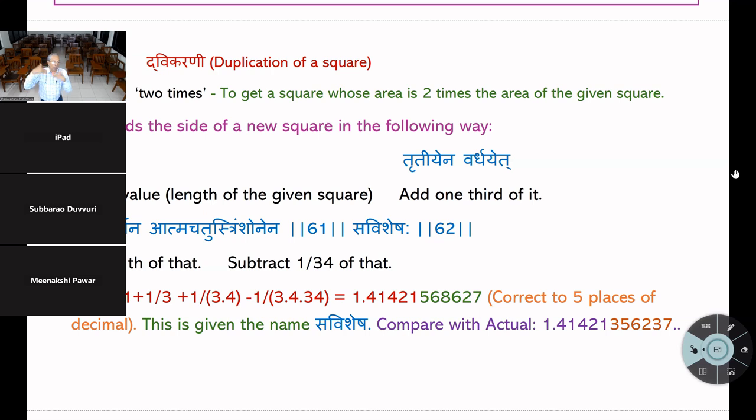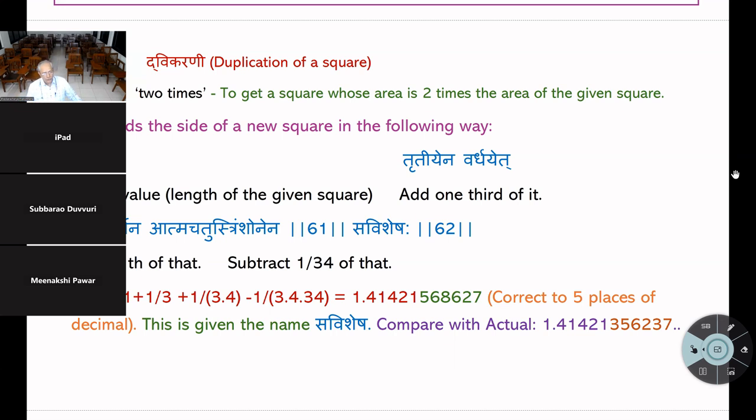Then pramanam, that much, Tritiyena vardhayet. Tritiya means one third, the third part. One third of that you increase by one third of that. So 1 plus 1 upon 3. It is easy to understand this thing. Pramanam means unit. Whatever unit is there, you increase by one third.